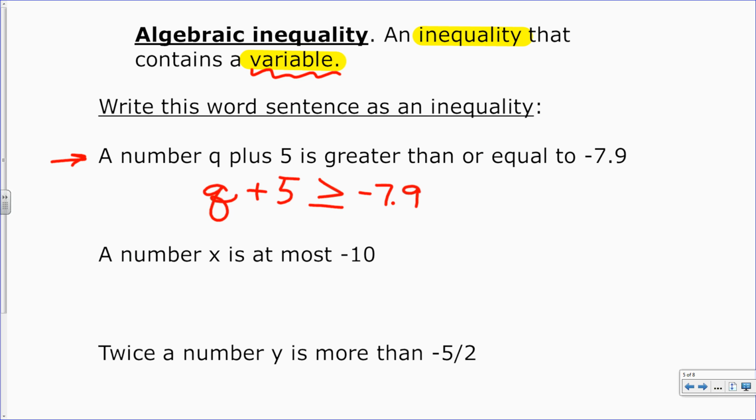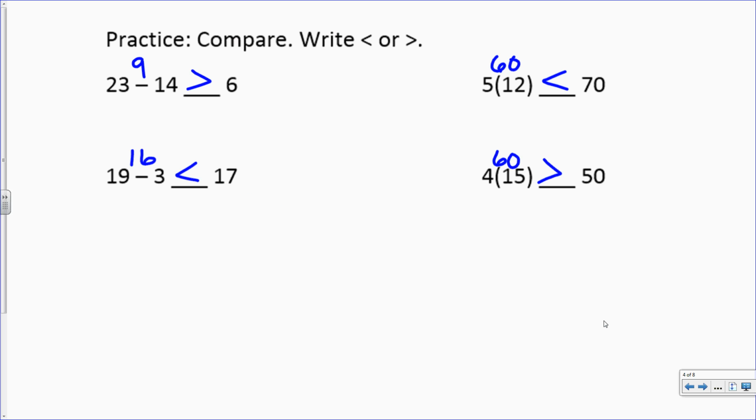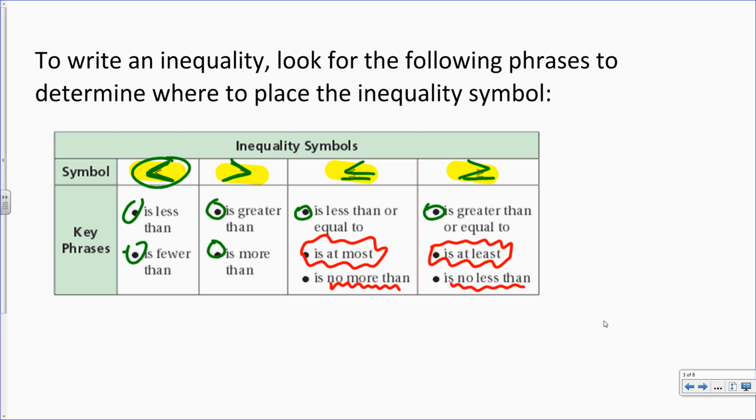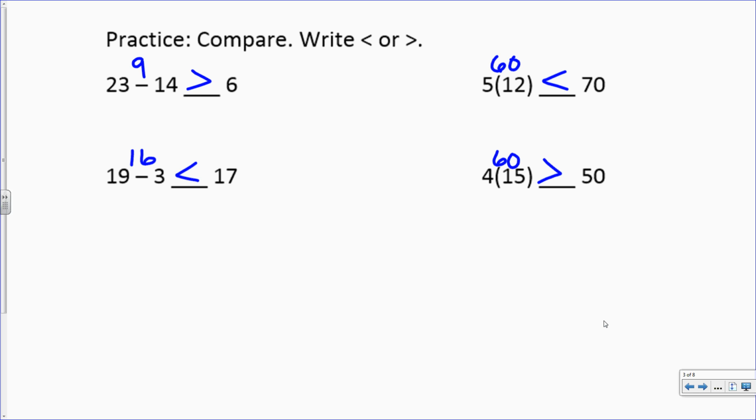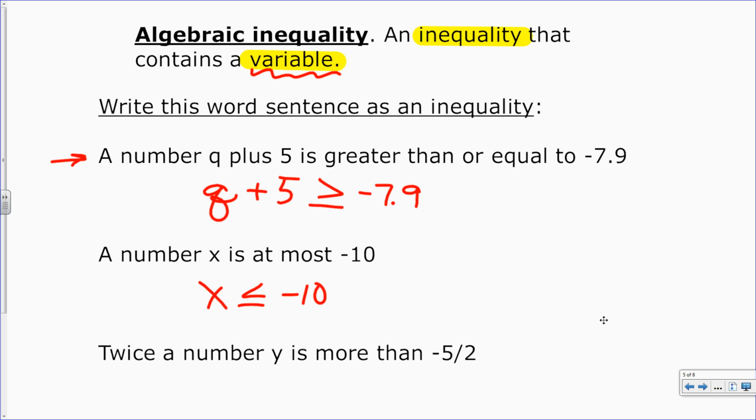Let's try the next one. The number x is at most. So the most it could be is negative 10, so I would say it's less than or equal to negative 10. At most is on our table as one of them for less than or equal to. Okay, the final one, twice the number y. To write that, you would write 2y is more than, that's a greater than symbol, negative 5 halves. Okay, so there you have just writing your inequalities.